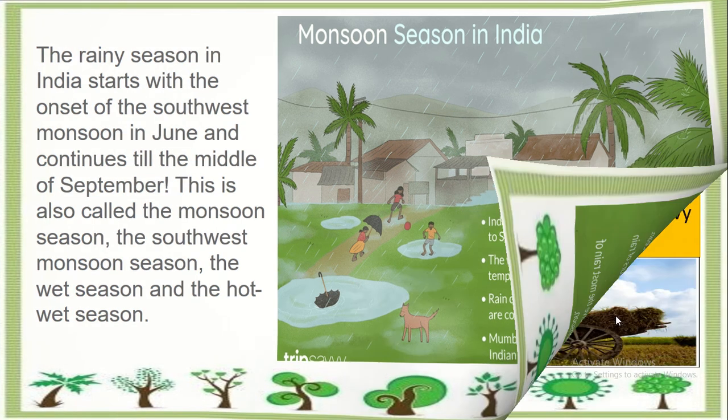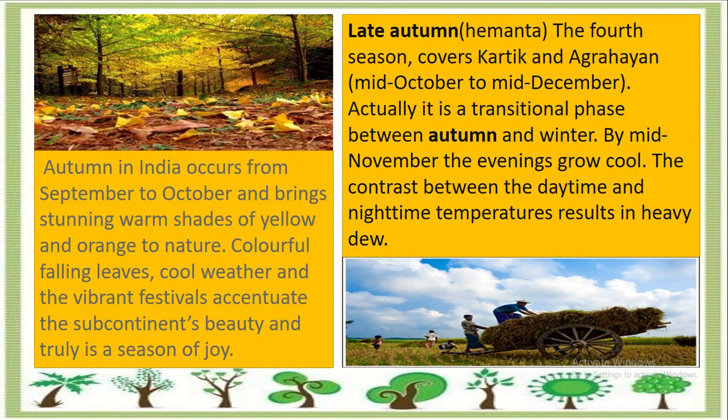So here the last seasons of Indian climate follow: autumn and late autumn. Autumn in India occurs from September to October and brings stunning warm shades of yellow and orange of nature. Colorful falling leaves, cool weather, and vibrant festivals accentuate the subcontinent's beauty, and it truly is a season of joy.